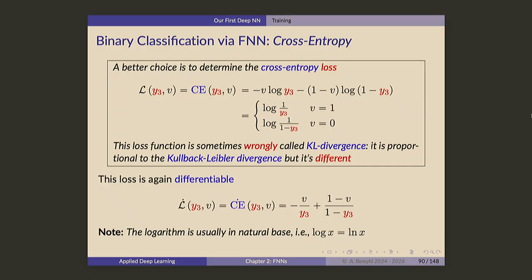When y3 is like v, it's going to be 0. When they are different, it's going to be large, and it has derivative everywhere. So you can go ahead and take the derivative, and it's going to look like this. The derivative of log of y3 is going to be 1 over y3. The derivative of log of this guy is going to be minus 1 over this guy. You write it down, and this is going to be your gradient. You always have gradient. And this y3 here is neither 0 nor 1 because it's coming out of sigmoid, so you never get into this trap that you have no definition of the gradient.